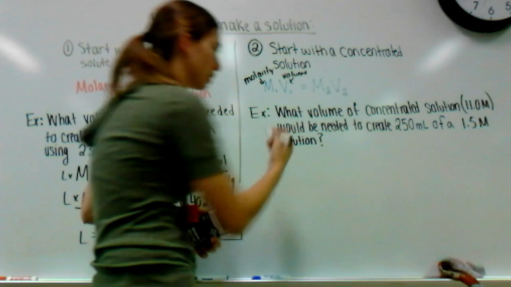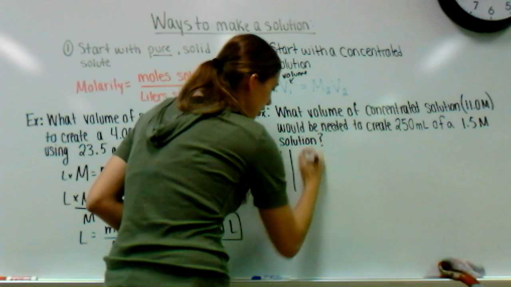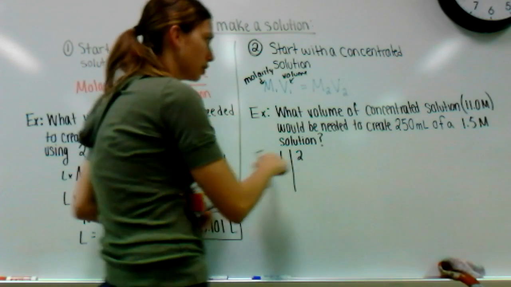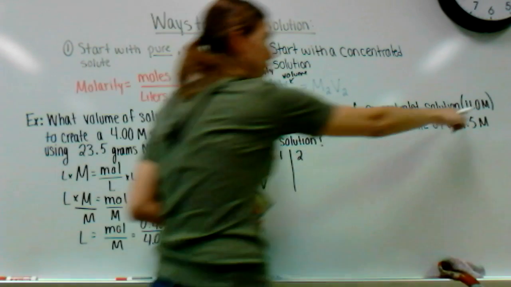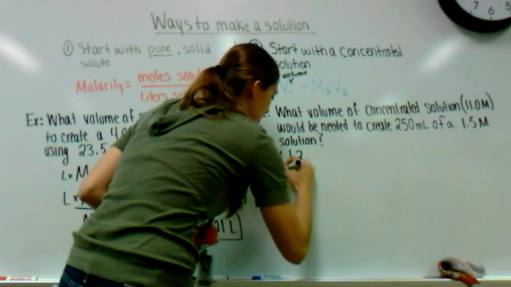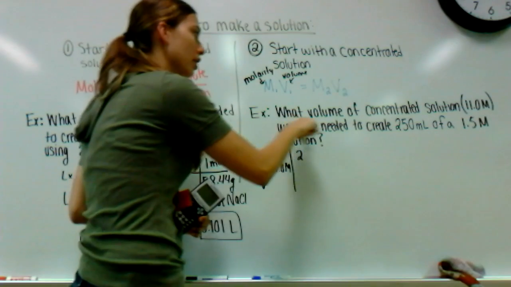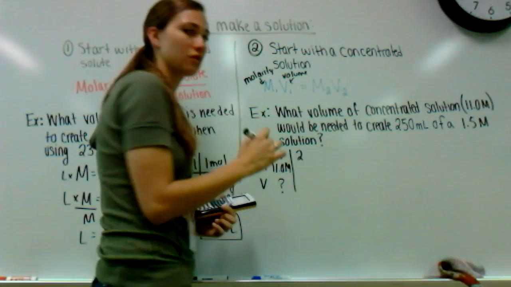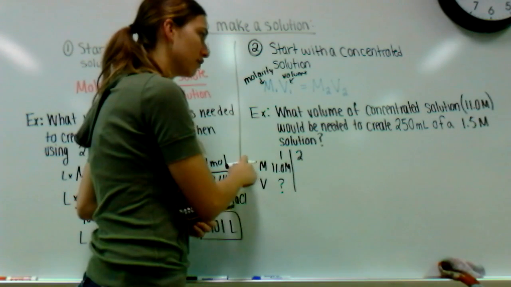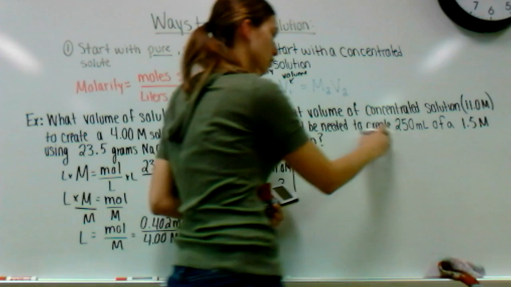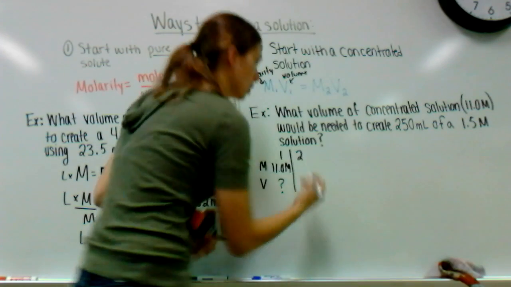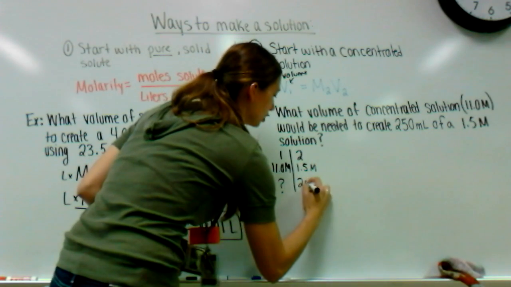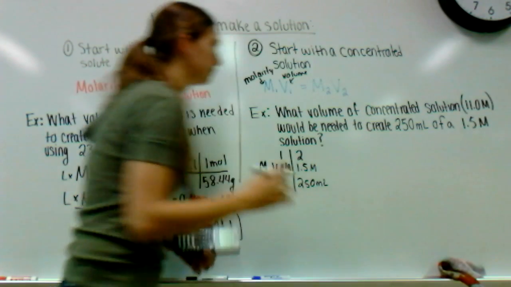Now I think a good way to organize your work is to set up a little chart so you know what you have and you know what you're looking for. So molarity for your first solution tells you that it is an 11.0 molar solution. We want to know the volume of the concentrated solution. Your concentrated solution is always your first solution. That is what we will be solving for. The molarity of the dilute solution, so we're needed to create 250 milliliters of a 1.5 molar. That's going to be our second concentration. And we have 250 milliliters as our volume of our new solution.